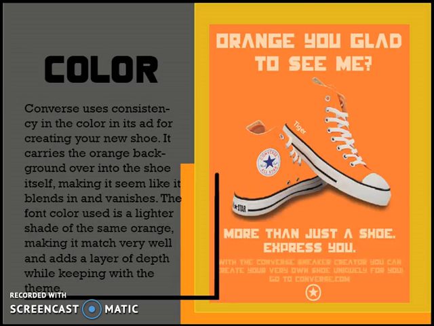My original ad I chose to work with was a Converse ad for Chuck Taylor. They decided to create an ad to let people know that you can create a unique shoe that expresses yourself, and I feel they did a really good job with this.